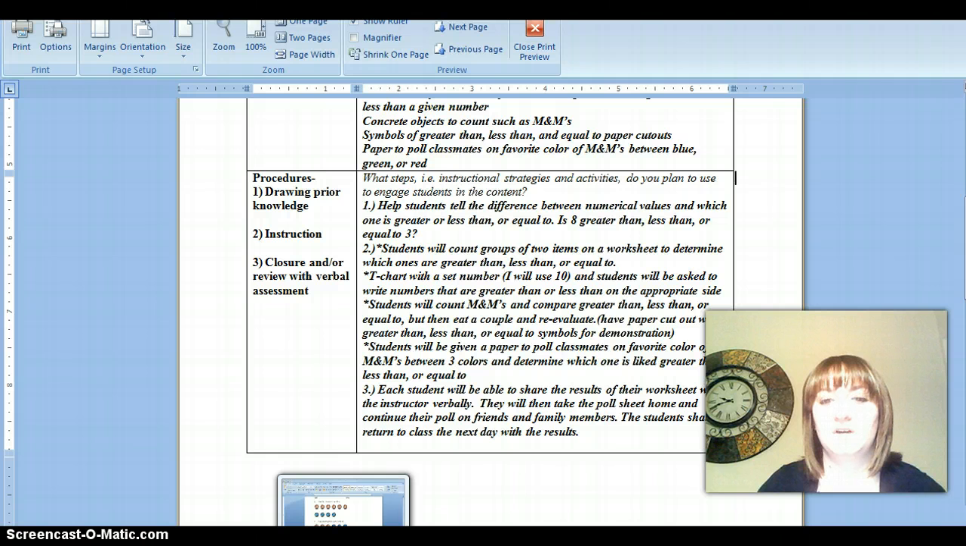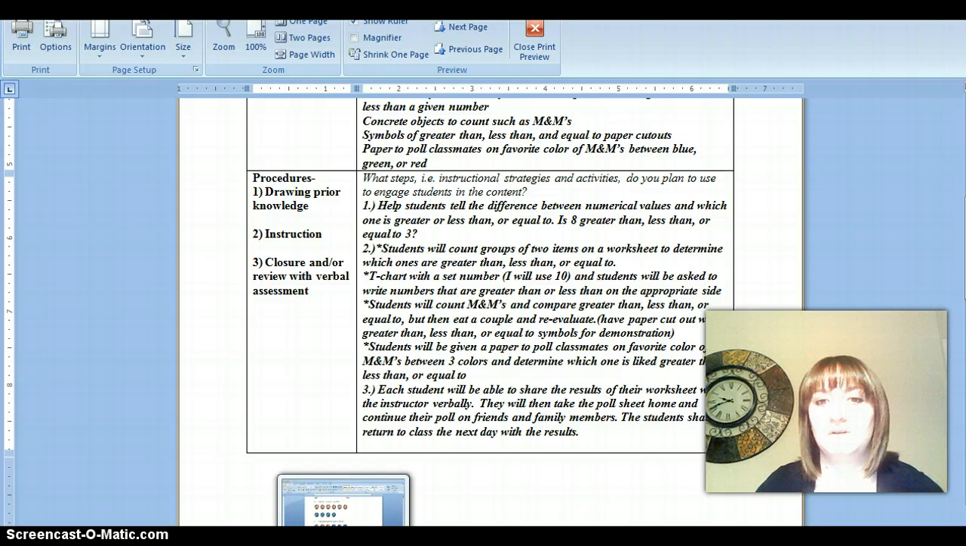A T-chart on a dry erase board: I'm going to use the number 10 and have them select numbers that are greater than 10 and numbers that are less than 10. Students will count the M&Ms into 2 groups and use their paper cutout symbol to properly demonstrate which ones are greater than, which ones are less than, and which ones are equal to.